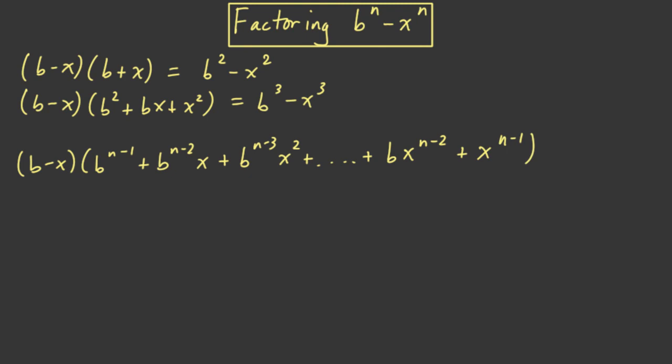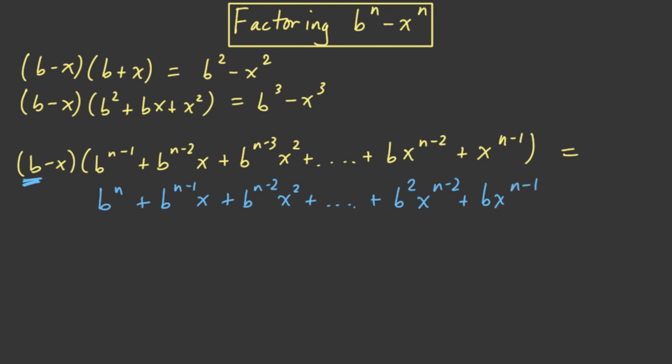So let's just multiply this out and see that we do in fact get b to the n minus x to the n. So I'll do the terms involving this b first. When we multiply all this stuff by b, we're going to get b to the n plus b to the n minus 1 times x plus b to the n minus 2 times x squared plus etc., plus b squared times x to the n minus 2, and then finally b times x to the n minus 1.